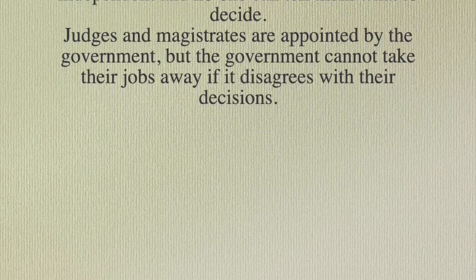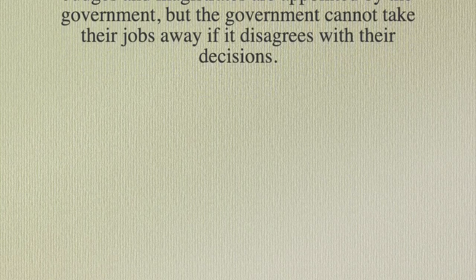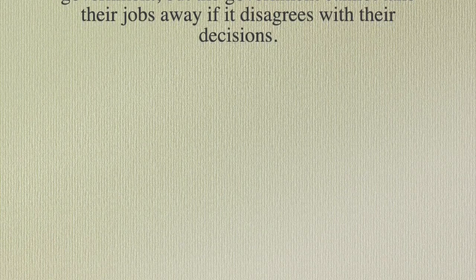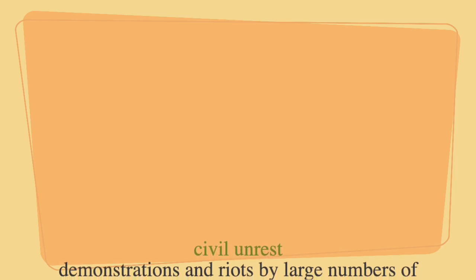Courts can only base their decisions on the evidence before them. And other things about judges and magistrates: the judge or magistrate is the highest authority in the court system. Judges and magistrates are independent and no one can tell them what to decide. Those are their own decisions. Judges and magistrates are appointed by the government, but the government cannot take their jobs away if it disagrees with their decision.